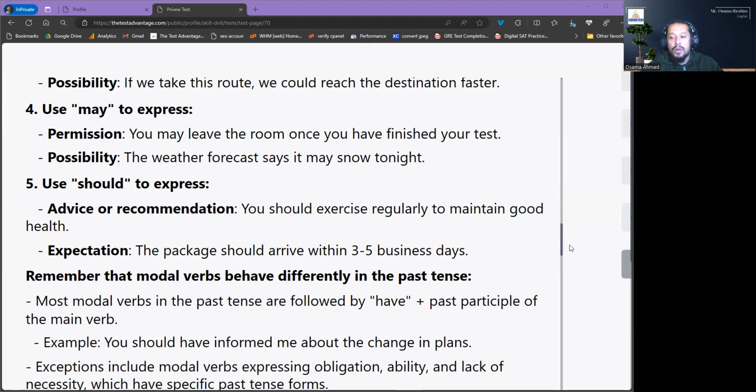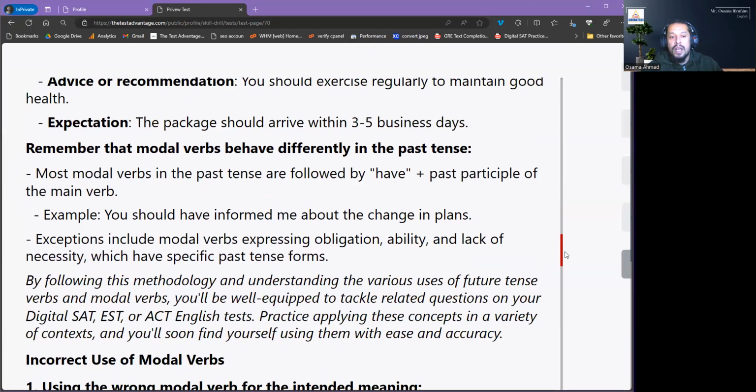Now, remember, modal verbs behave differently in the past tense. Most modal verbs in the past tense are followed by have.